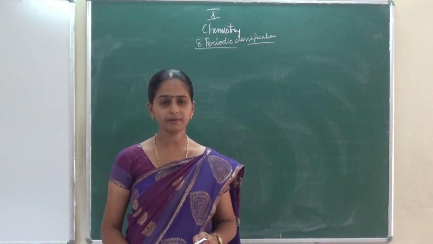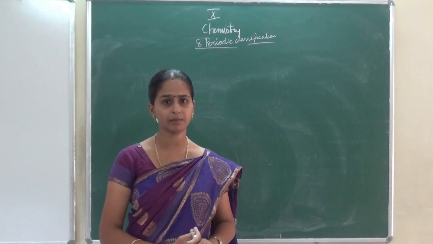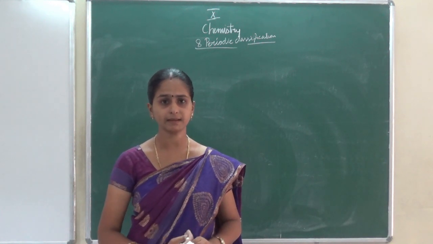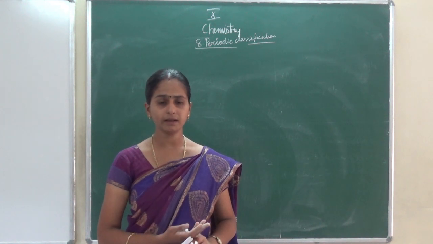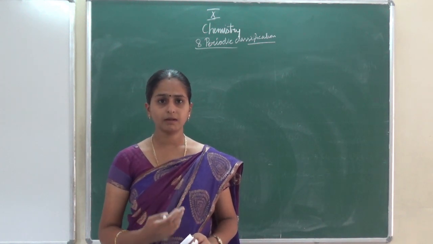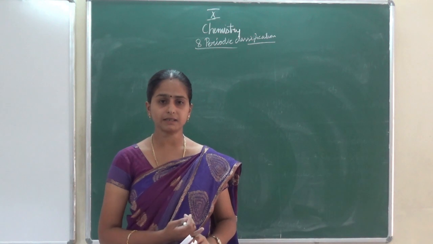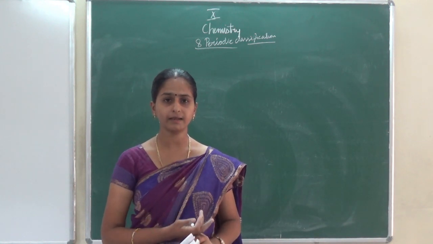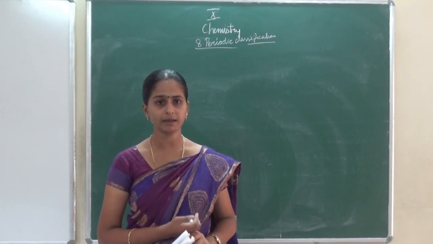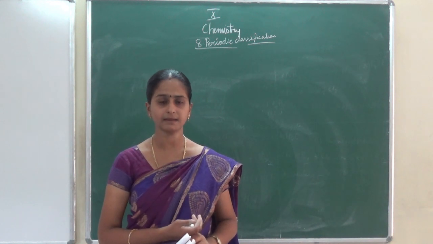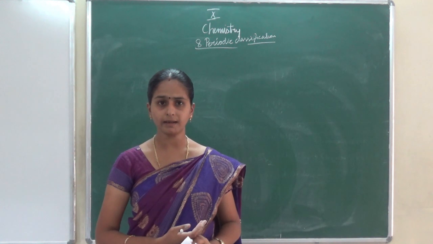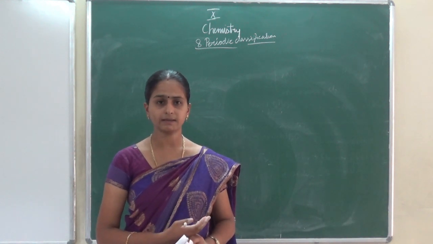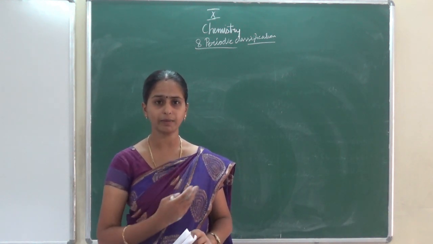Today we are going to discuss the remaining periodic properties. In last class we have discussed what is a periodic property and what are called periodic properties, like ionization energy, electron affinity, electronegativity, atomic and ionic radius. In last class we have completed atomic and ionic radii. The trends also we have discussed, how it will vary in group and period.